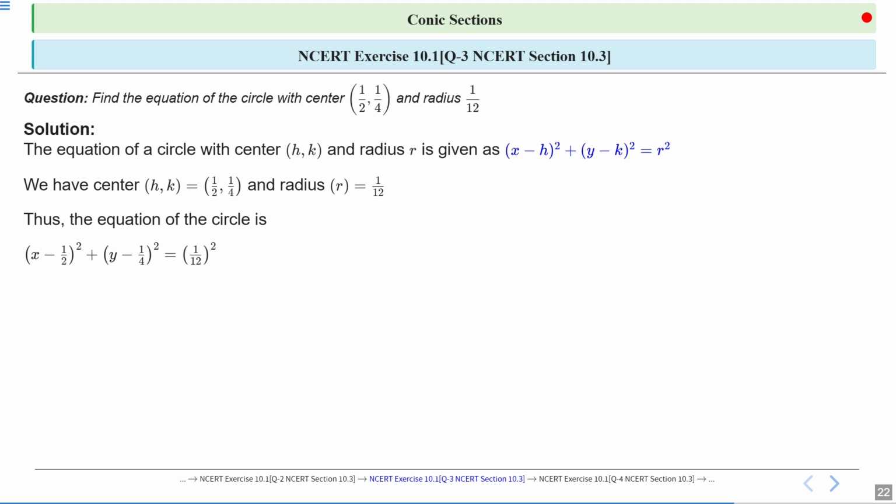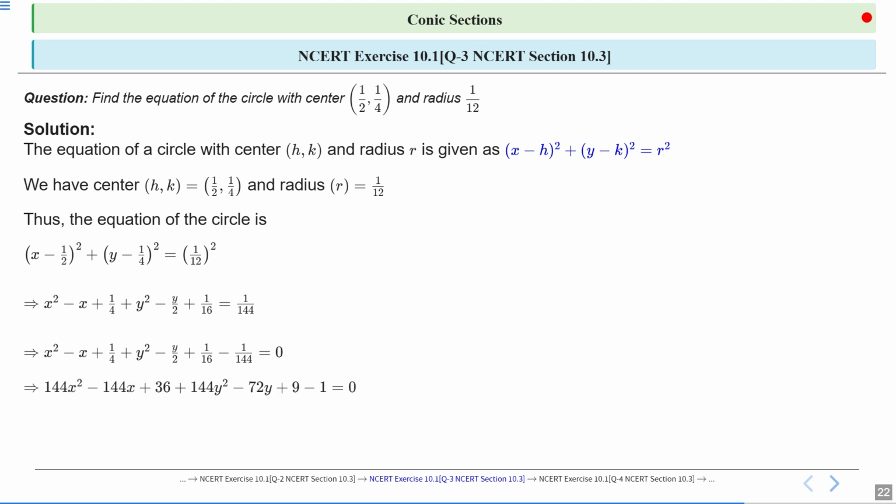Okay, so now just simplify it. After simplifying you will get x square minus x plus 1/4 plus y square minus y/2 plus 1/16 equal to 1/144. Further simplifying, you will get x square minus x plus 1/4 plus y square minus y/2 plus 1/16 minus 1/144 equal to 0.